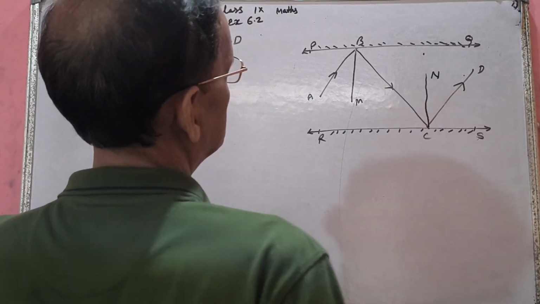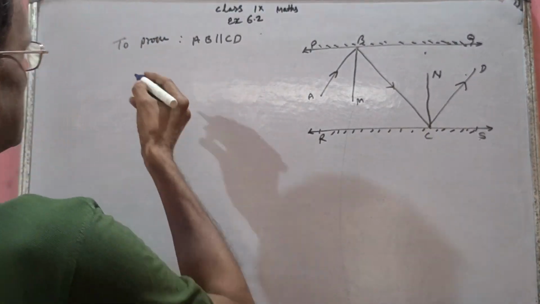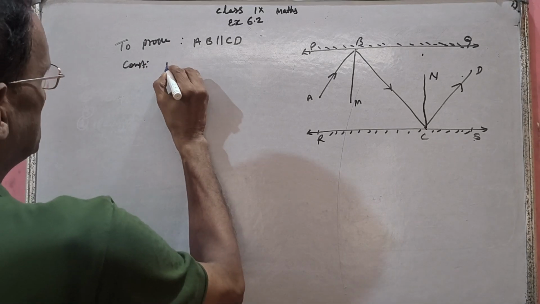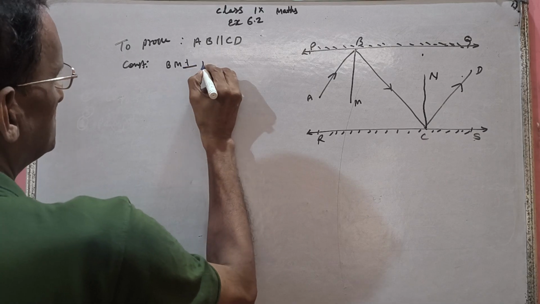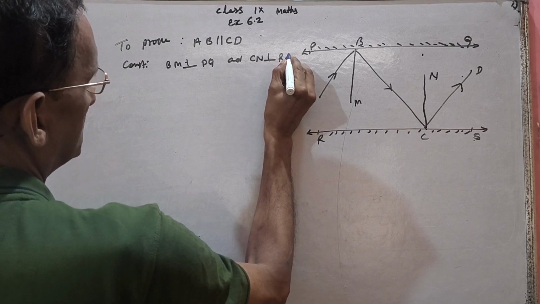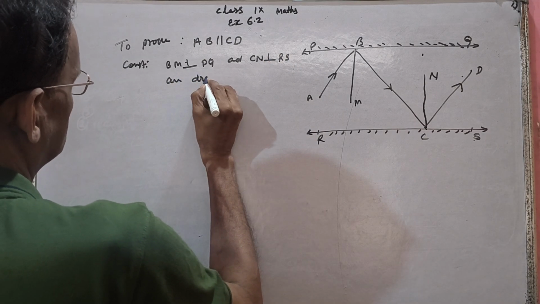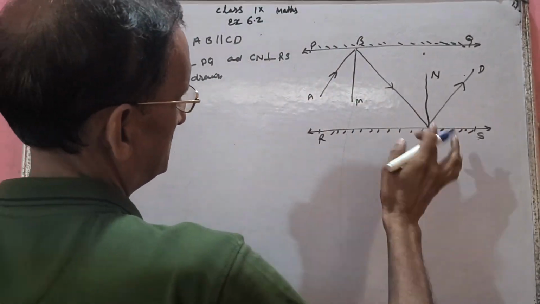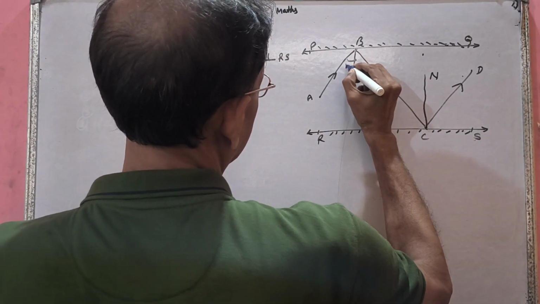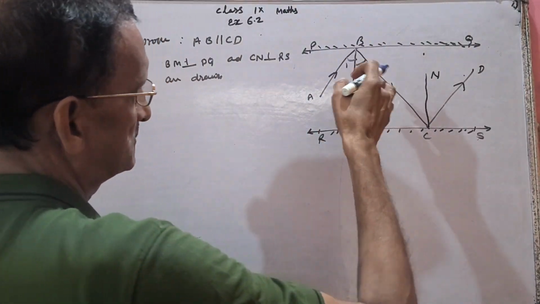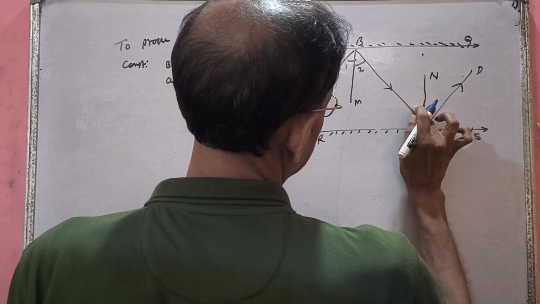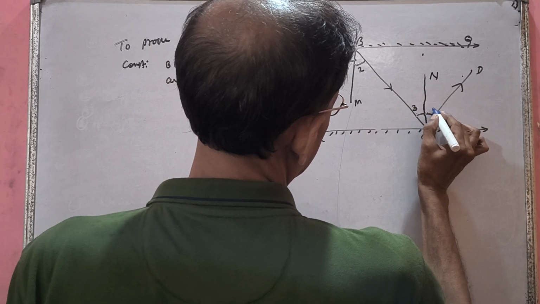Normal. To draw BM parallel PQ, construction you can write. This is construction. BM perpendicular PQ and CN perpendicular RS are drawn. You can have a broken line or direct line also, but you mention it. Name this angle. Suppose this angle 1, this angle 2, otherwise you have to write the full name, so let's save the time. You can write the short name. This angle is 3, this angle is 4, okay.